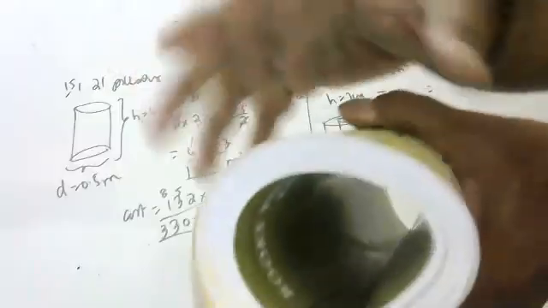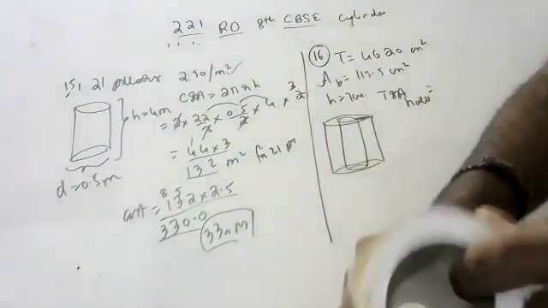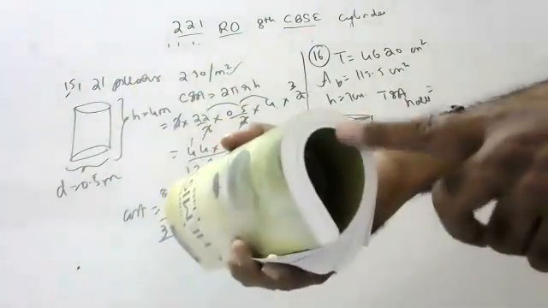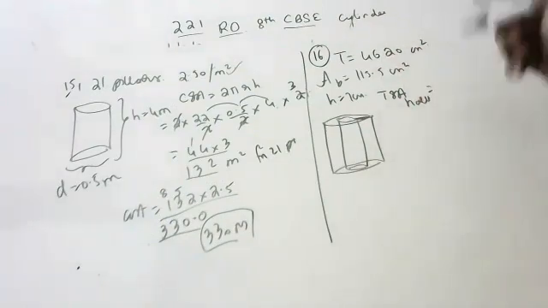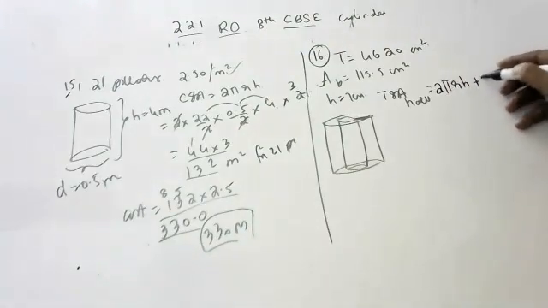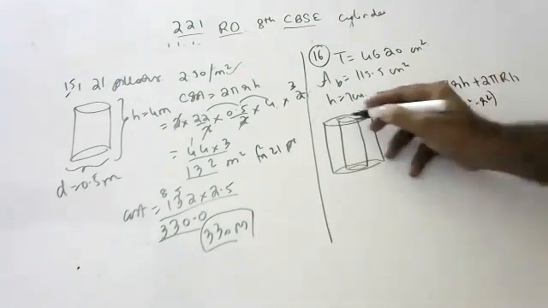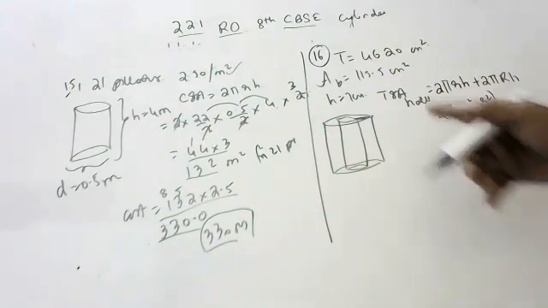One inner CSA, outer CSA, upper ring, down ring. This many things will be there, children. So TSA follows like this. Inner CSA is 2 pi smaller r h. Outer CSA is 2 pi bigger R h. And the ring is pi bigger R square minus smaller r square. Since two rings are there, into 2. So this is the TSA.